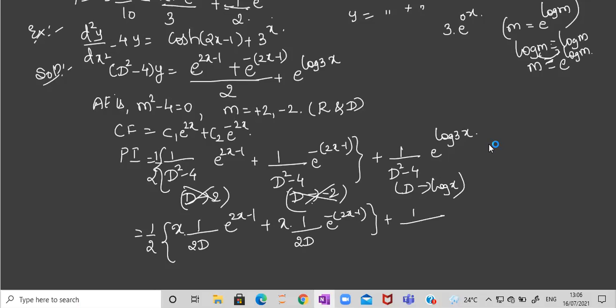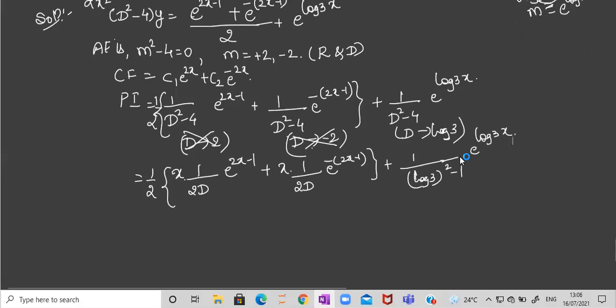Here it will not become 0 because log 3, it is not x, it is log 3. See how to write, in place of d, write it as log 3. So this is log 3 square minus 4, e raised to log 3x. Here it will not become 0, so we replaced it, correct?